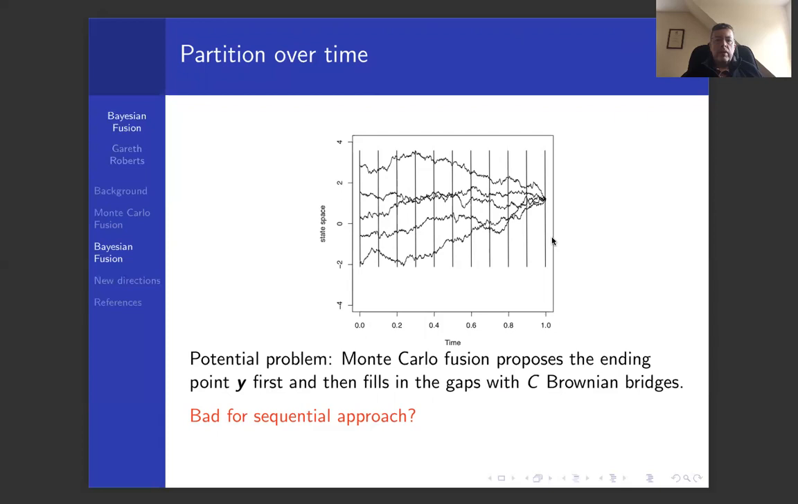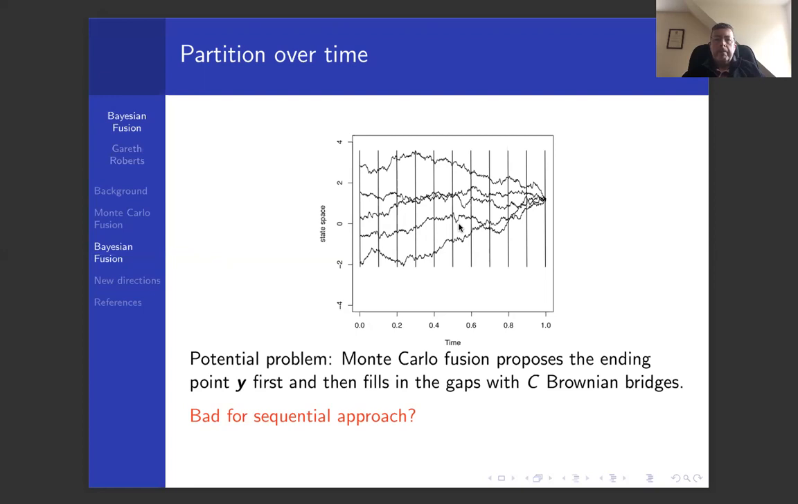But one of the big problems with this is that the Monte Carlo fusion algorithm is constructed in a non-sequential way. It first of all constructs the starting values at time zero. It then constructs y from the perturbation around the mean of the x values, which is the endpoint, and then it fills in the middle bits. So this constructs a non-Gaussian density in a non-sequential way. So it's not obvious how to construct that in a sequential manner.